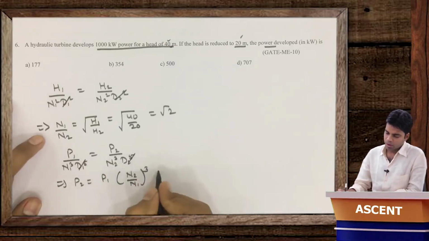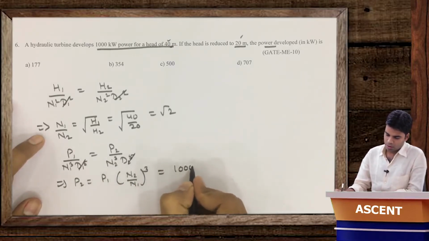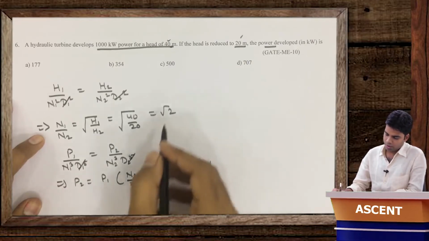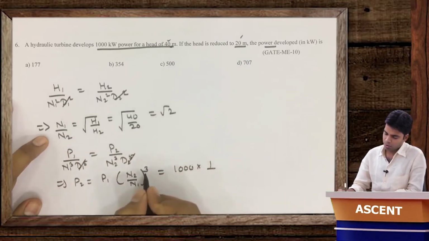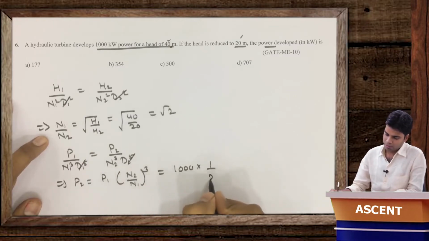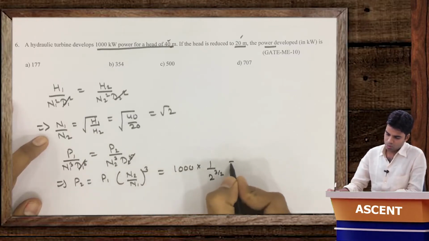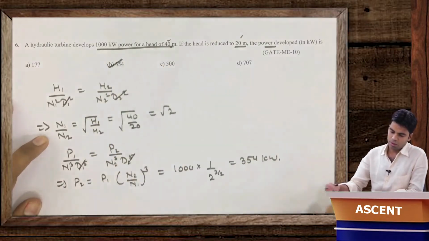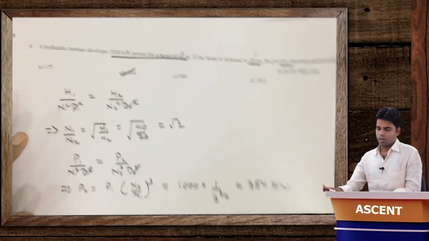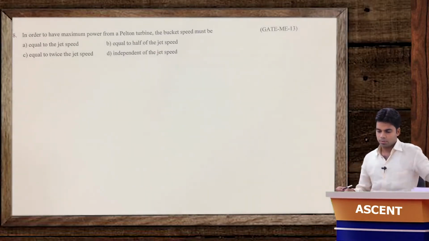So this will be equal to P1, which is 1000, into n2 by n1. n1 by n2 is root 2, so n2 by n1 is 1 by root 2 to the power 3, that means 1 by 2 to the power 3 by 2. So this will be equal to 354 kilowatt. Answer should be B. Clear or not? Okay. Next question.